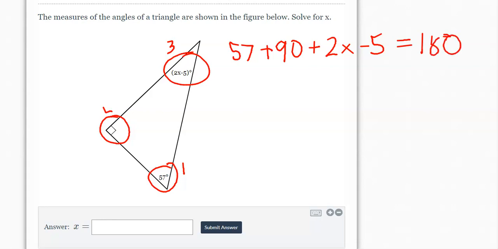So we need to do some combining like terms here. This plus this, take away that. Those are all constants, or numbers with no letters, right? Numbers with no variables are constants. So 90 plus 57 makes 147.